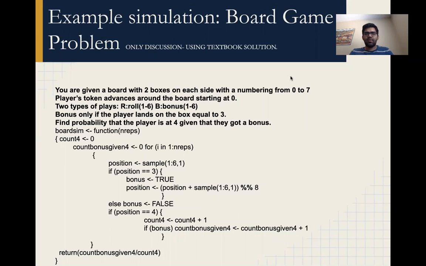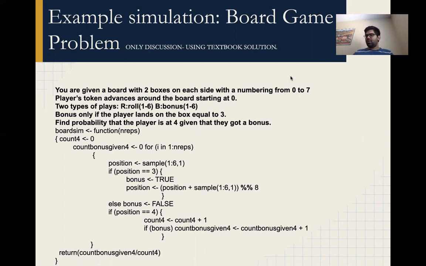The first thing is you're given a board with two boxes on each side, numbered from 0 to 7. The player's token advances around the board, starting at 0. There are two types of plays: you roll the die and get 1 to 6, and the other is you get a bonus turn. You get the bonus only if you have landed on 3. So if I'm on square 3, I would get another turn. You have to find the probability that, given that the player is at box number 4, they got a bonus.